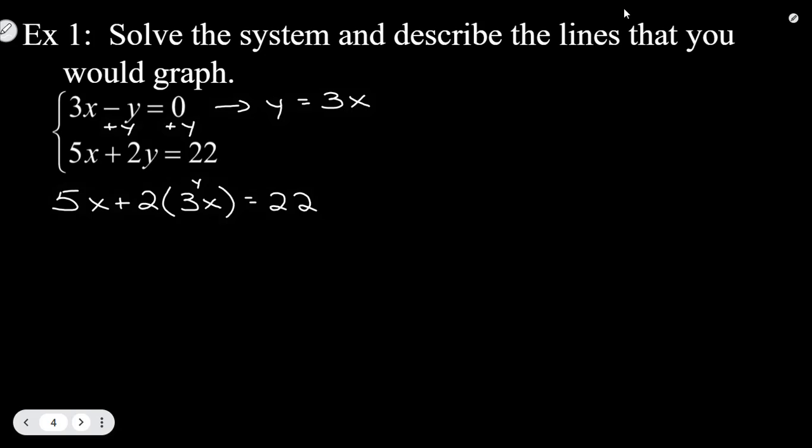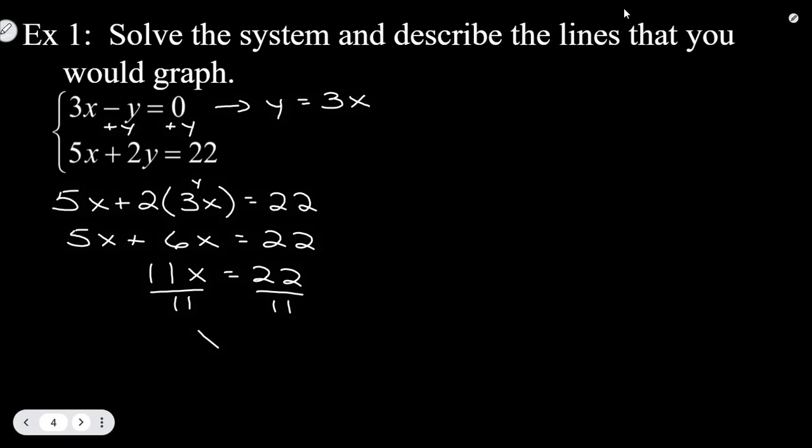Once we have this, then it's just solve for x. 5x plus this becomes 6x equals 22. 11x equals 22. We divide by 11 and x equals 2. After we know that x equals 2, we plug it back in. Usually that's the easiest spot to plug it back in, the one that you had already isolated.